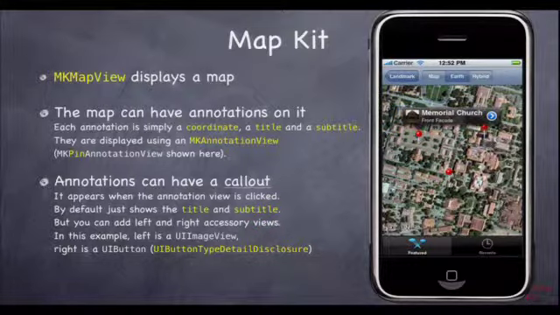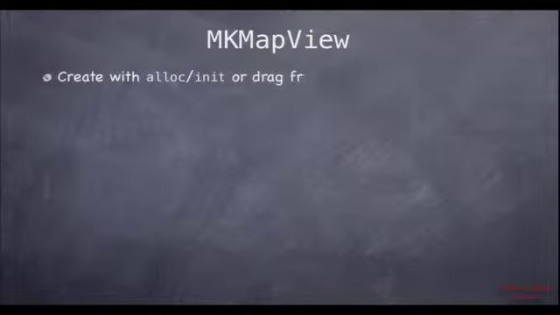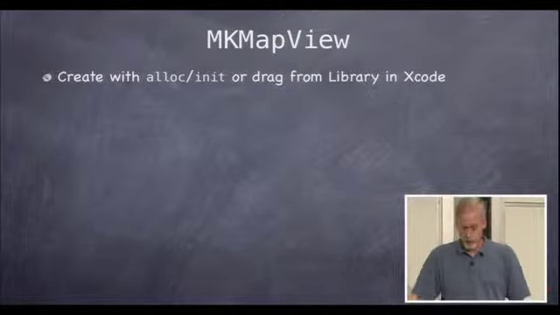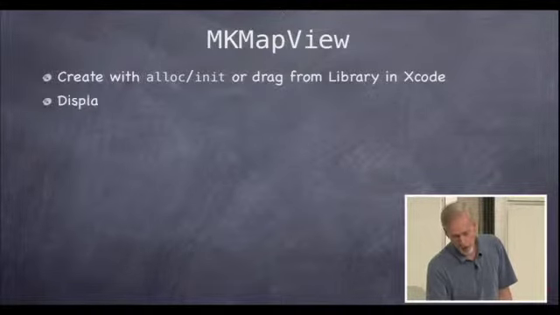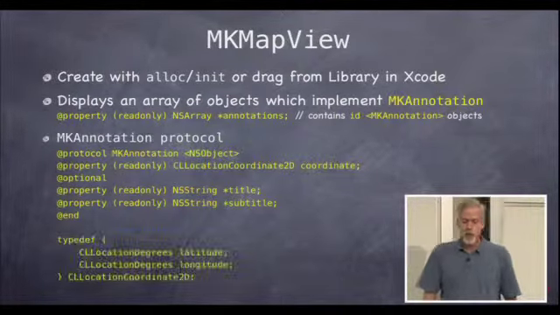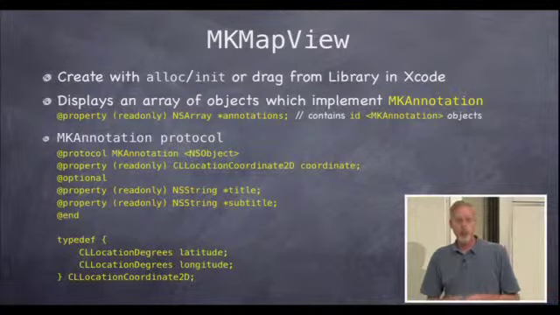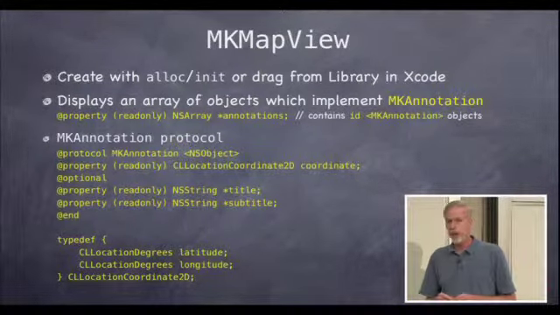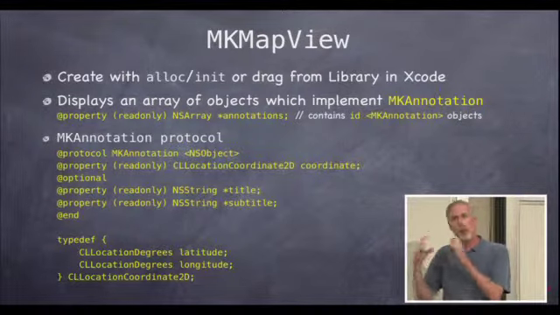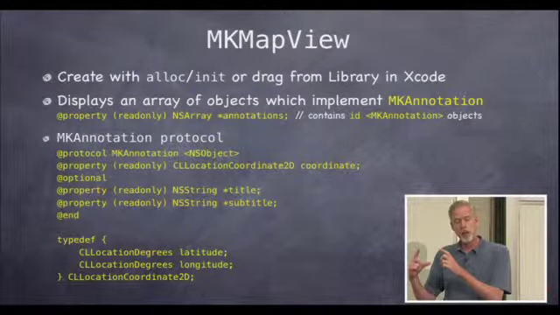All right, so how do you create a map view? You usually drag it out from Xcode, right? Just drag it out of the object library into your view. Boop, you got it. You can alloc and init it, of course, but we don't usually do that in iOS 5. And then there's this property, this NSArray of annotations. Okay, so that's an NSArray of id<MKAnnotation> objects. So they could be any class of object in there, but they have to implement this MKAnnotation protocol.